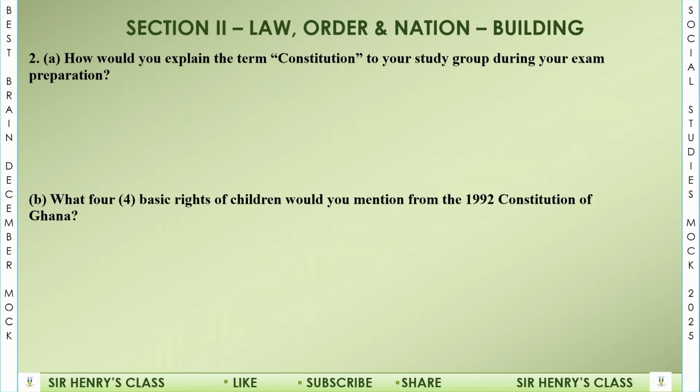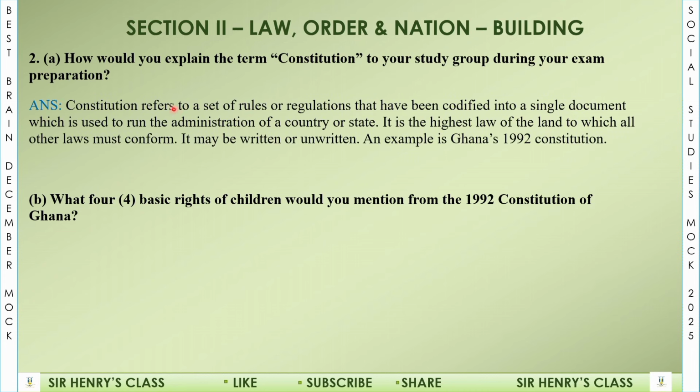So let's quickly move to Section 2, that is Law, Order and Nation Building. 2A says, how would you explain the term constitution to your study group during your exam preparation? A constitution refers to a set of rules or regulations that have been codified into a single document, which is used to run the administration of a country or state. It is the highest law of the land to which all other laws must conform. It may be written or unwritten, and an example is Ghana's 1992 Constitution. So they are simply laws that are used to run the country.